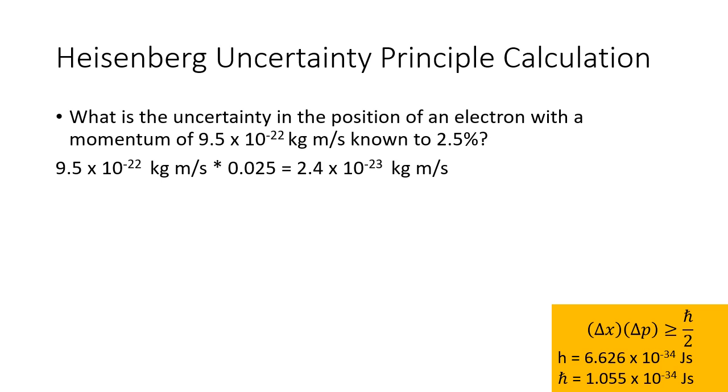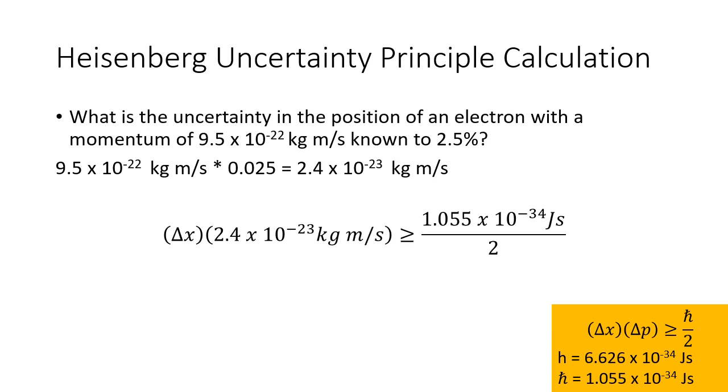So I take my 9.5 times 10 to the negative 22nd kilogram meters per second, and I multiply it by 0.025 to get 2.4 times 10 to the negative 23rd kilogram meters per second as my uncertainty. So at this point, now that I have an uncertainty, I can plug it into the Heisenberg uncertainty equation. And I do that. Okay, and I have my h bar over 2, and I'm going to solve for delta x. So I divide both sides by 2.4 times 10 to the negative 23rd kilograms meters per second. And I get 4.4 times 10 to the negative 12 meters.